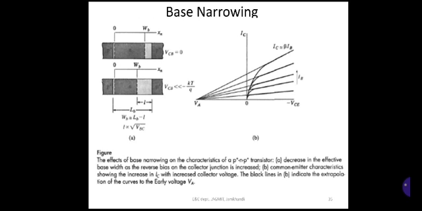So this is about base narrowing. The term base narrowing means the base, the terminal in between the emitter and the collector, is going to be narrow. Its width is going to decrease. That is called base narrowing. You can observe that in the figure. So the base is narrowed, and the effective width of the base is decreased. That is LB minus L.